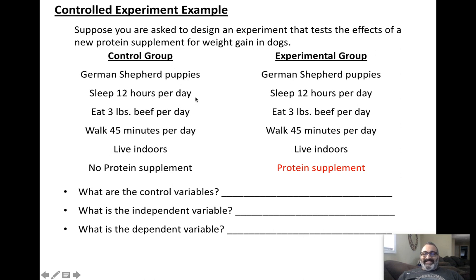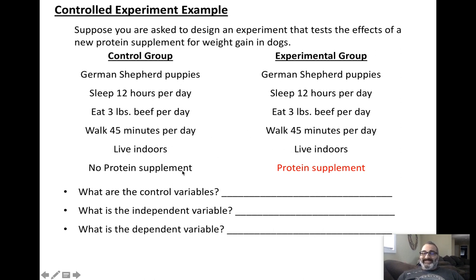Control group, they sleep 12 hours a day. Experimental group, they sleep 12 hours a day. Once again, we need to keep these variables controlled. That means we need to keep them the same. They eat 3 pounds of beef, they get 3 pounds of beef. They walk for 45 minutes, they walk for 45 minutes. They live indoors, they live indoors.